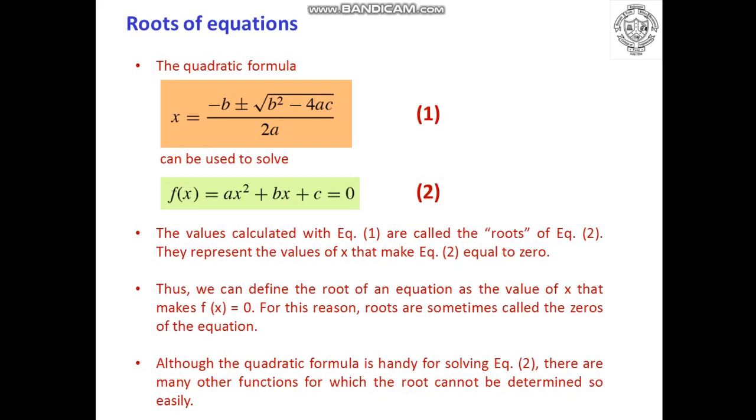Although the quadratic formula, which we have seen as equation number 1, is very simple and handy for solving equations like equation number 2, there are many other functions for which roots cannot be determined so easily. Equation number 2 can be considered a simple algebraic equation, but for non-algebraic equations which include trigonometric terms or exponential terms, it is not that easy to find their roots.